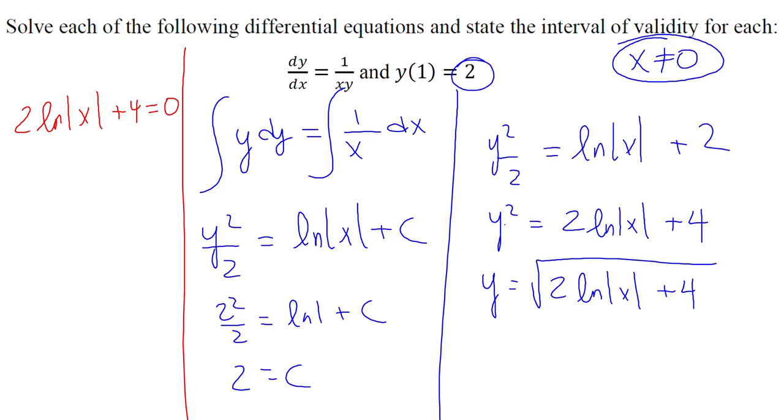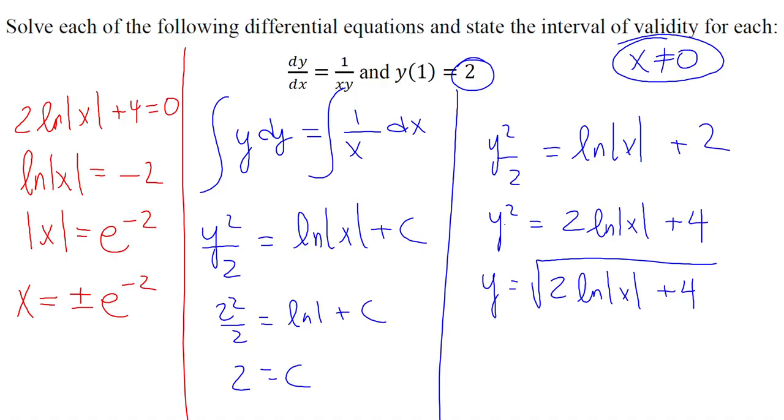So if we subtract 4 and divide by 2, that gives us natural log absolute value of x equals -2. And if we raise this as a power of e, we'll end up with e to the natural log absolute value of x equals e to the -2, or absolute value of x is equal to e to the -2. And so we've got x is equal to plus or minus e to the -2 as places where this thing inside the square root changes from positive to negative potentially.